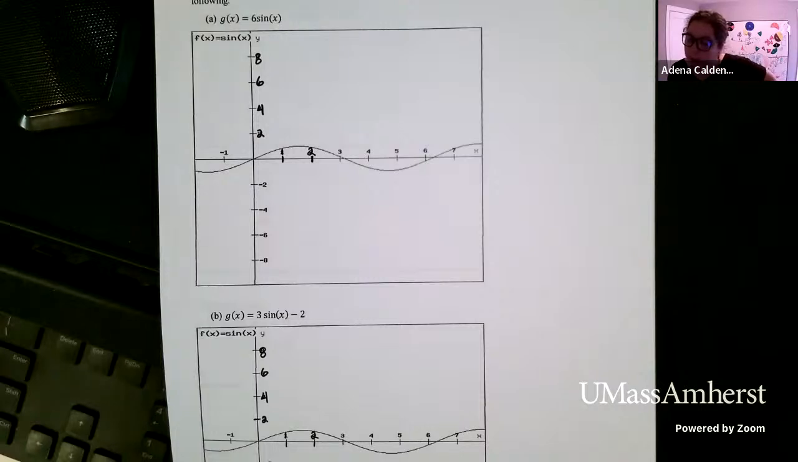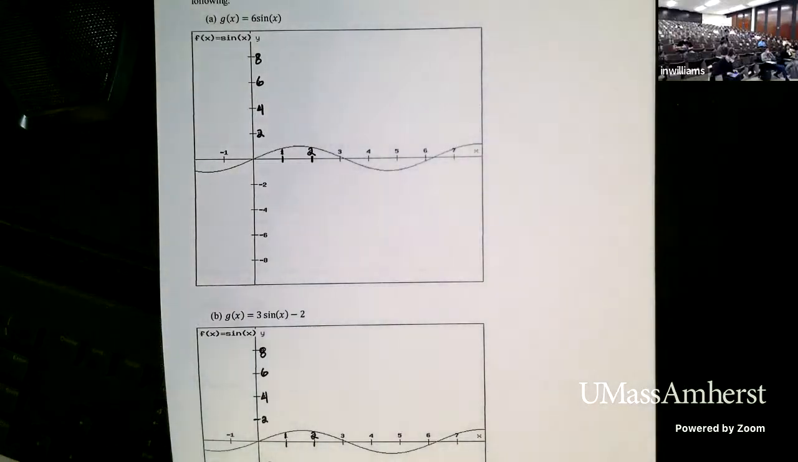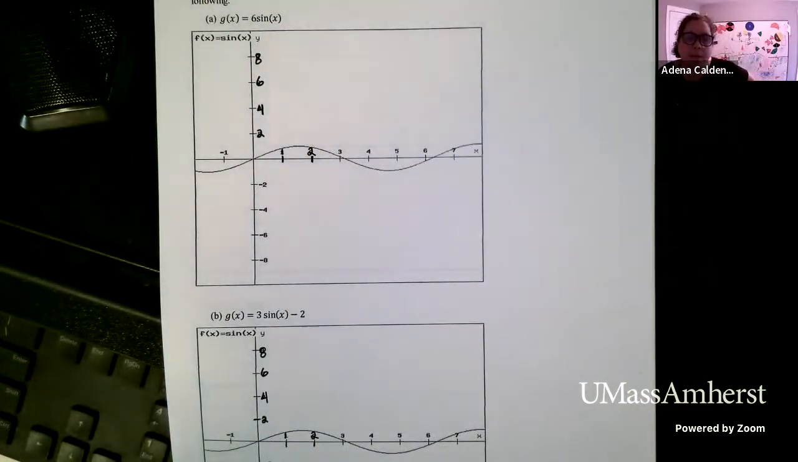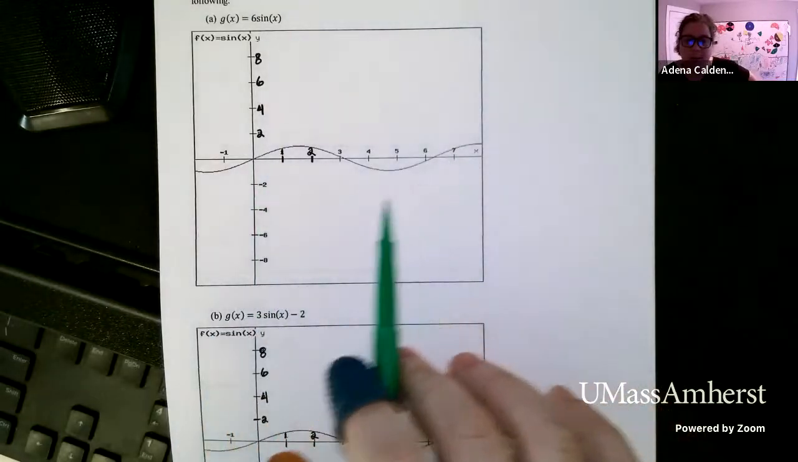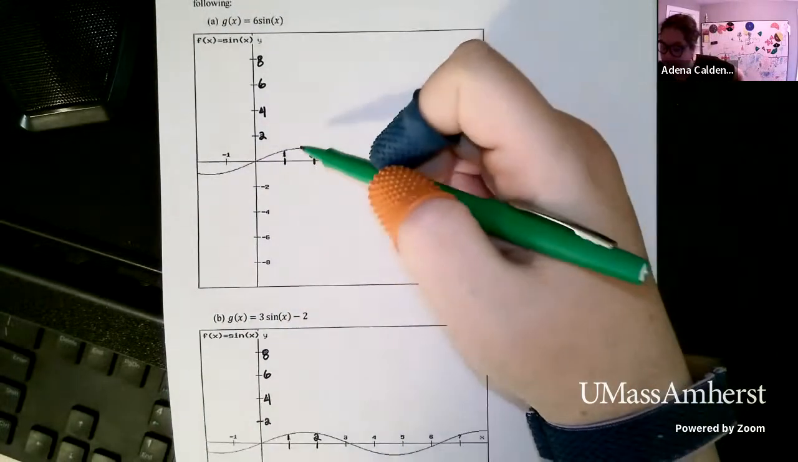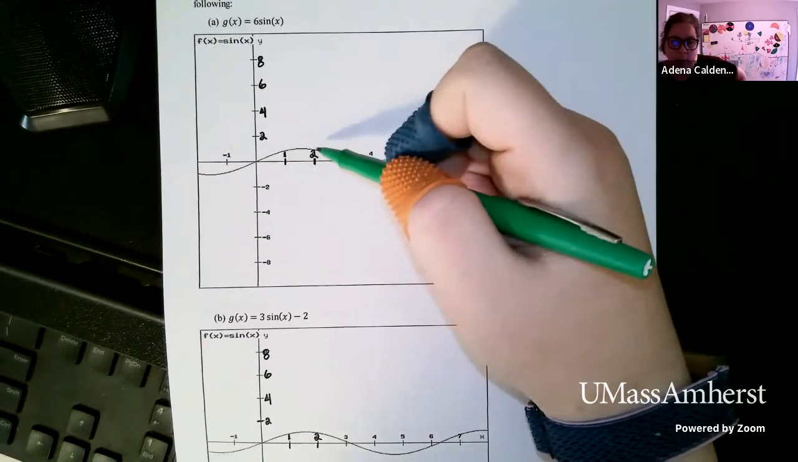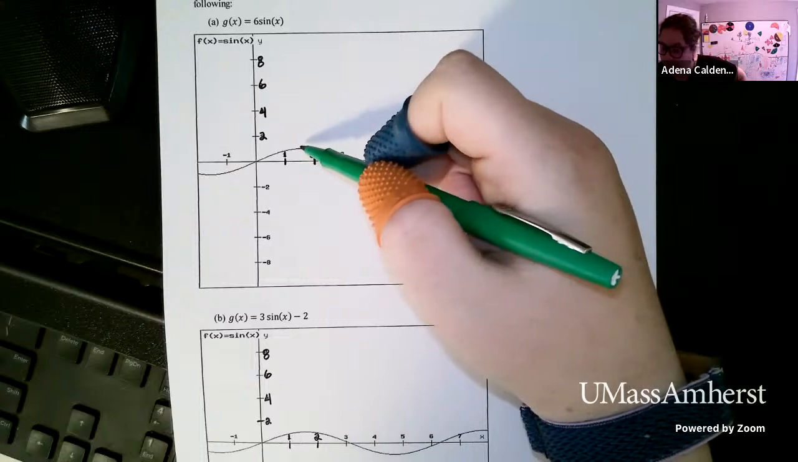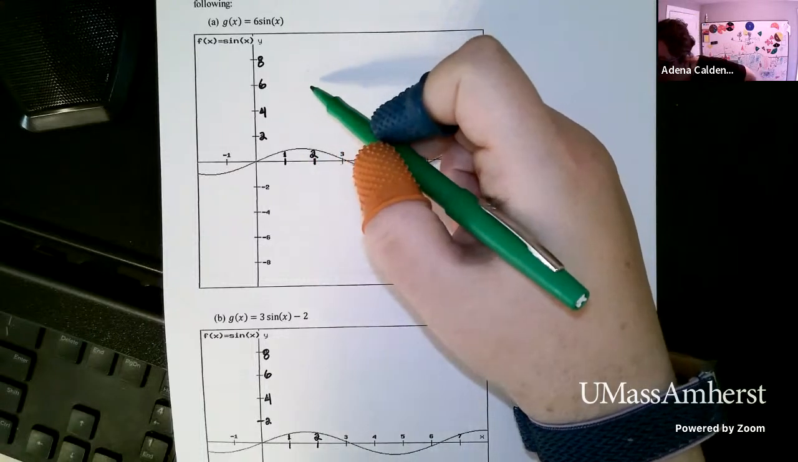All right. So for the first one, we have 6 sine x. So that means that every single y value that would normally happen in just a sine x is going to go 6 times as big. So what does that mean? So that means instead of having a maximum of 1 here, right, that we see right in between 1 and 2, the maximum is actually going to be 6 times bigger than 1. So 6 times 1 is going to be 6.